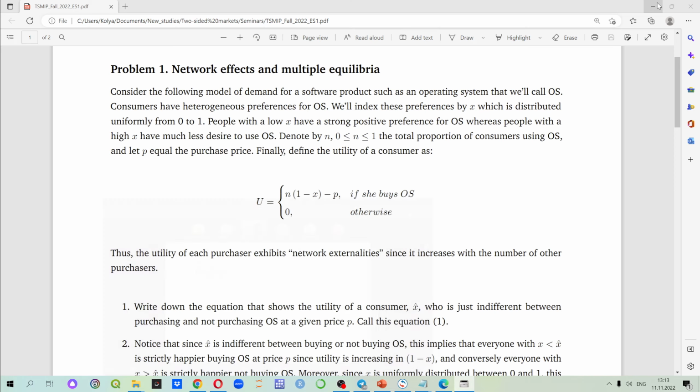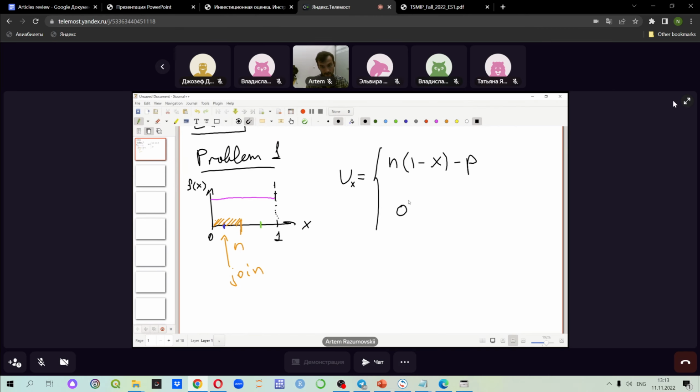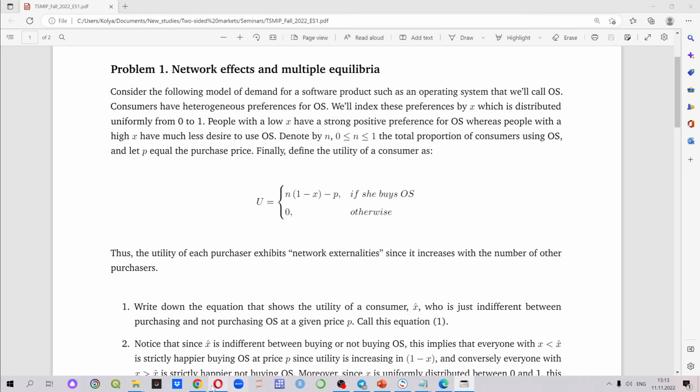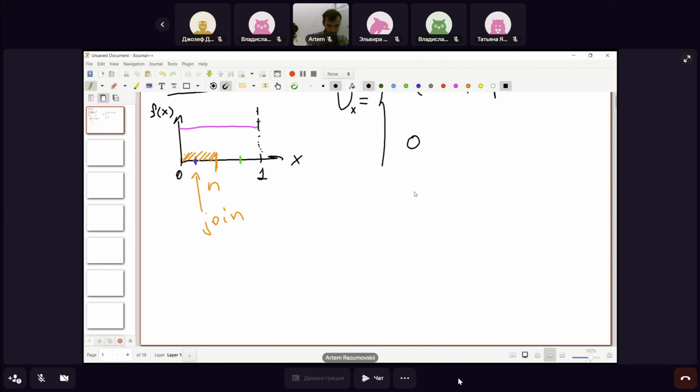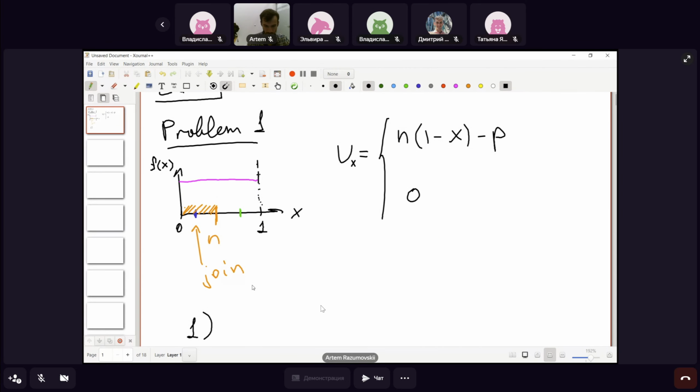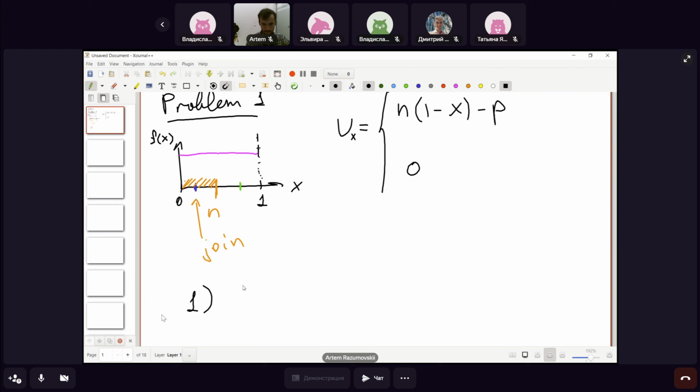We need to write down the equation that shows the utility of the consumer who is indifferent between buying the product or not, and call this equation one. So let's do it. What do we need to think about here? We need to compare both utilities and say that they are equal for this individual.